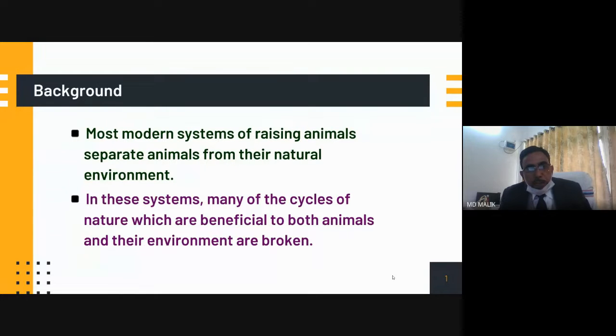In this aspect, agroforestry is very important nowadays. Even in this budget, they have mentioned agroforestry. In agroforestry, we include crops, animals, and pastures also. That is why this system is very important, and nowadays it is being accepted very fast. In this system, there are many natural cycles which are beneficial to both animals and their environment, so that we can think in a way that the productivity can be higher.